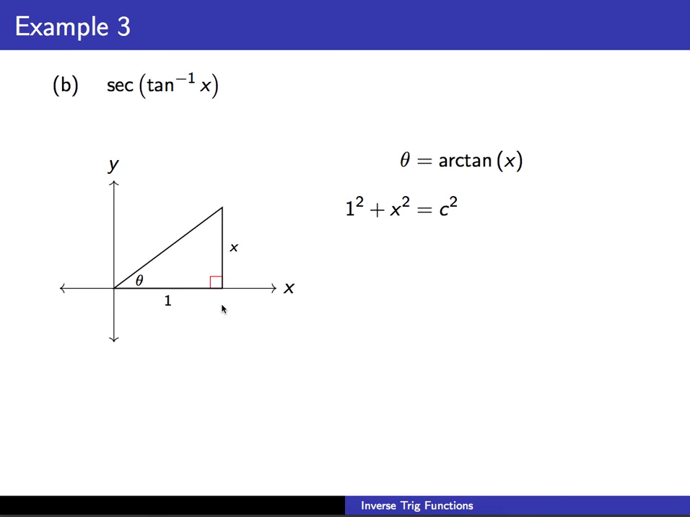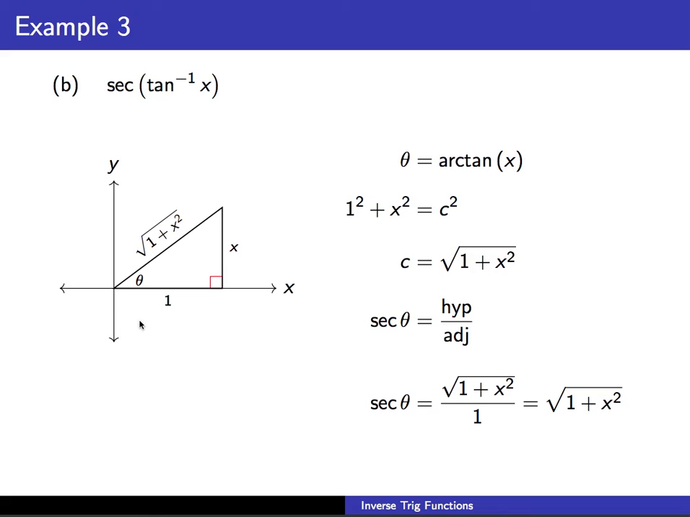So 1 squared plus x squared equals c squared. Just take the square root of both sides to get our hypotenuse, c, and we get the square root of 1 plus x squared. Now that we have all the sides labeled, secant is hypotenuse over adjacent, which is the square root of 1 plus x squared over 1, which again is just the square root of 1 plus x squared. So this composition, secant of inverse tangent of x, is the square root of 1 plus x squared.